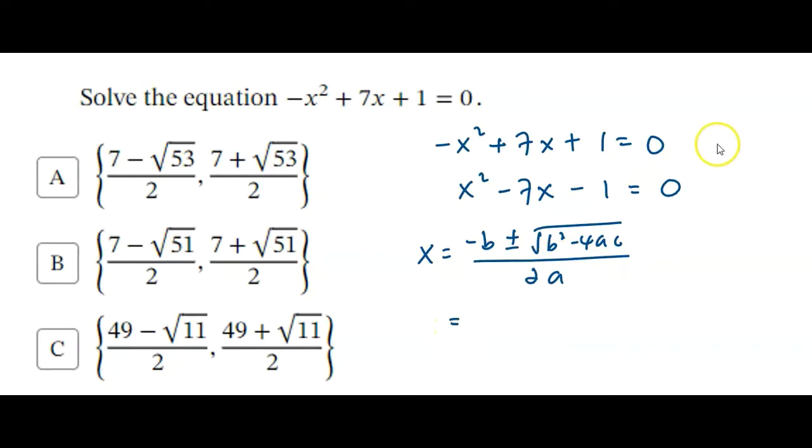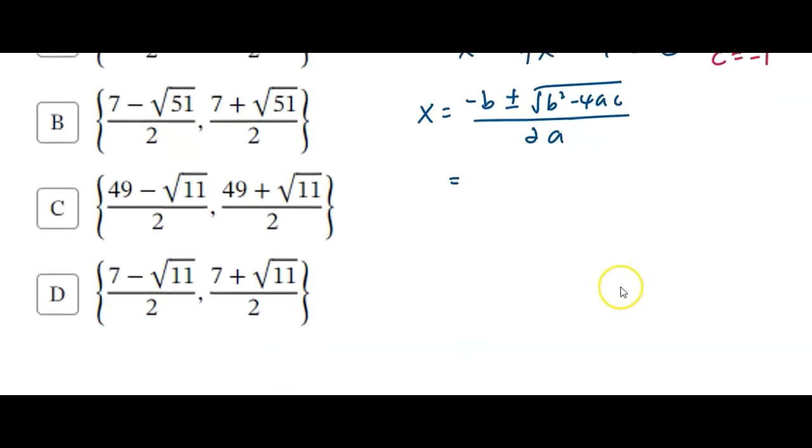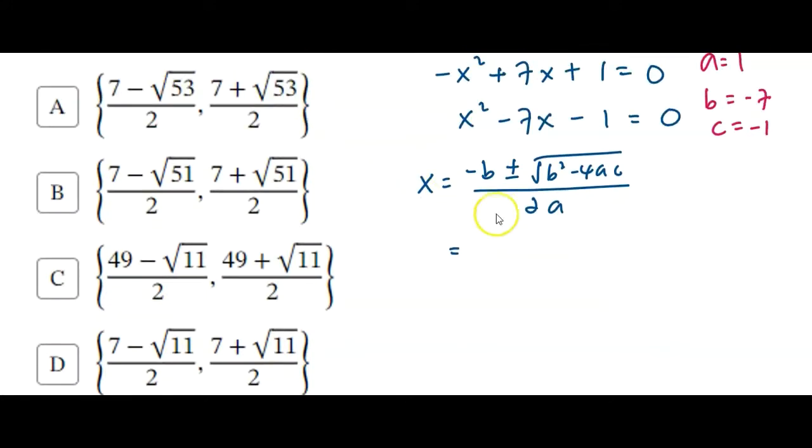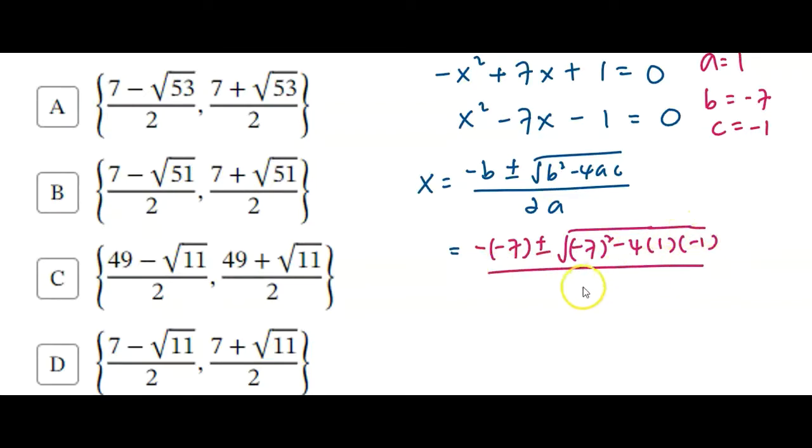And here we can see that a, the coefficient of x squared, is 1, b equals negative 7, c equals negative 1. So I'm going to put all these values into my formula: negative b, that is negative negative 7, plus minus square root of b squared, negative 7 squared, minus 4ac, which is 1, and c is negative 1, over 2a. A will be 1.